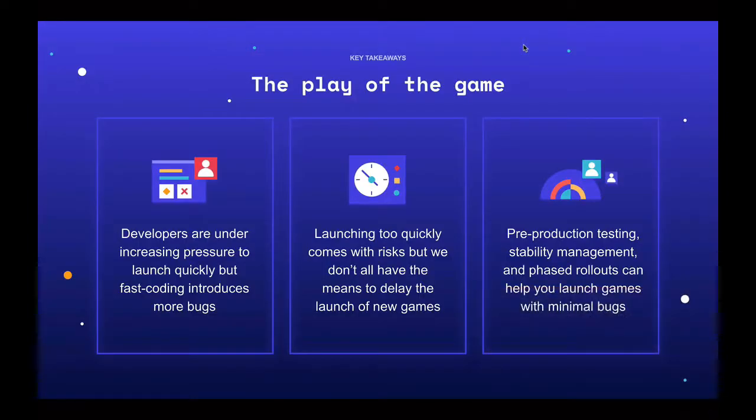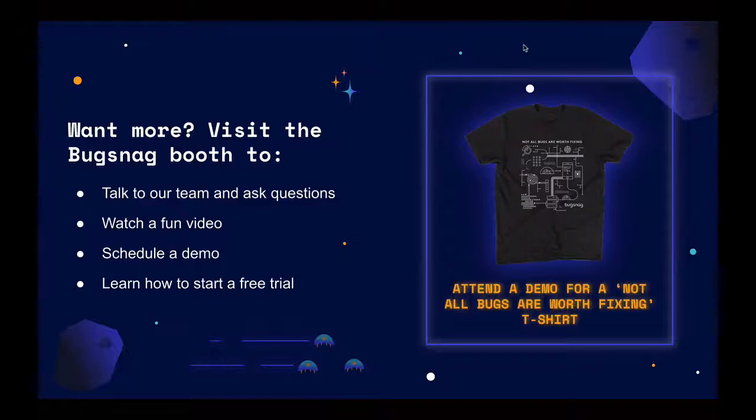So, what are the key takeaways here? Well, this one's obvious to everyone if you're a software developer watching this talk. Developers are under pressure to launch quickly, but you get in big trouble as a studio or a publisher if you launch quickly and get bad press. But not all studios are Nintendo or Rockstar and have the ability to take their sweet time over launching the perfect game. So use pre-production testing, stability management, and phased rollouts, and hopefully a stability management product like Bugsnag to make sure that you can get that content and that game live soon without sacrificing stability and without having your customers get annoyed.